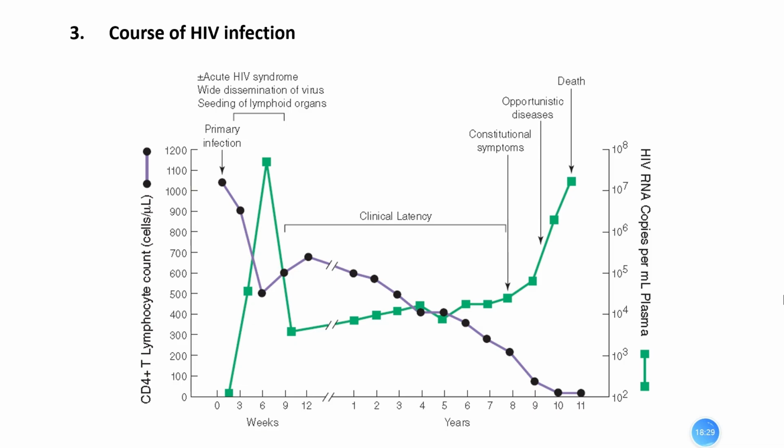You don't have to remember the exact number here. Let me explain what happens after a person is infected. After exposure here, let's check. First, let's check the viral titer.